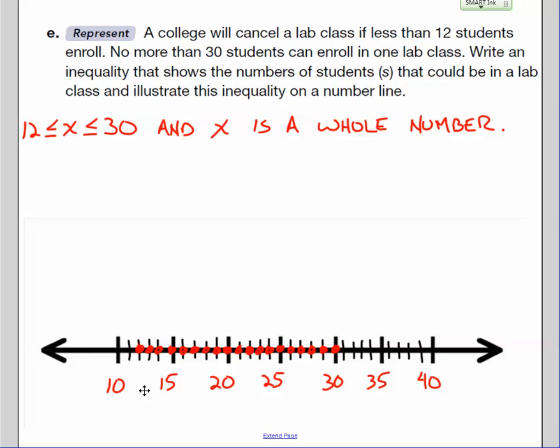It's greater than or equal to 12, less than or equal to 30, and only whole numbers. It's a little bit goofy, but hopefully you kind of get the idea. We don't want to show that 24.5 is a solution or that 21.2 is a solution because you can't have 21.2 of a student. That's the idea of using the dots instead of the lines. Takes a little bit longer, but it kind of makes sense.